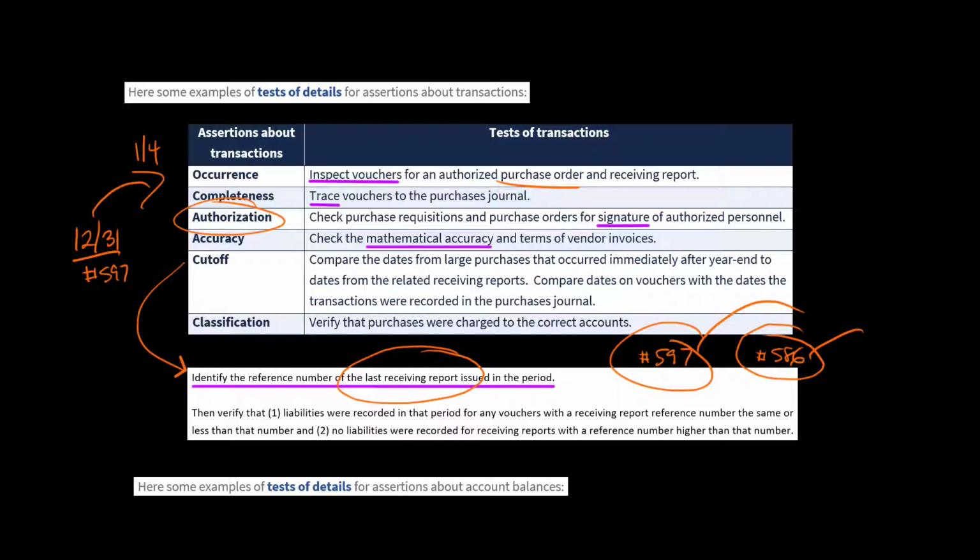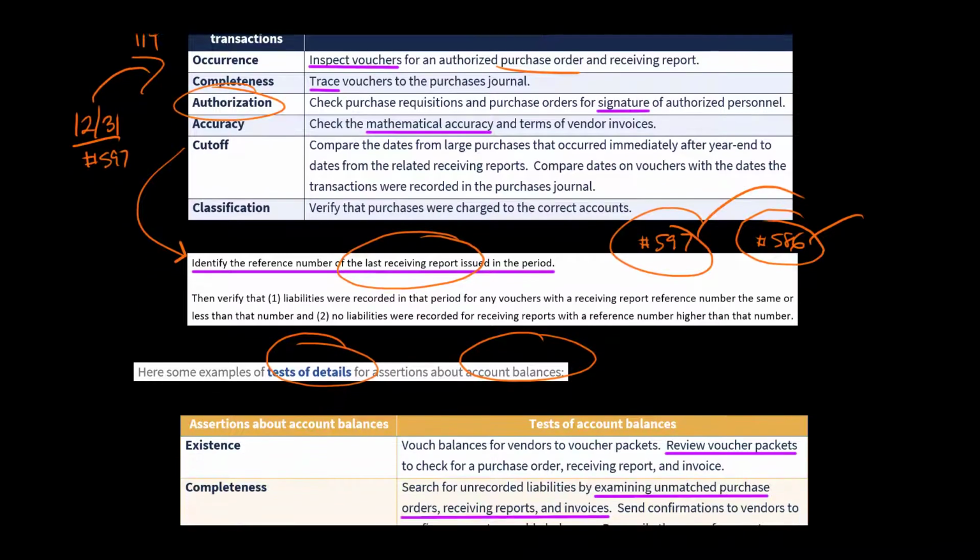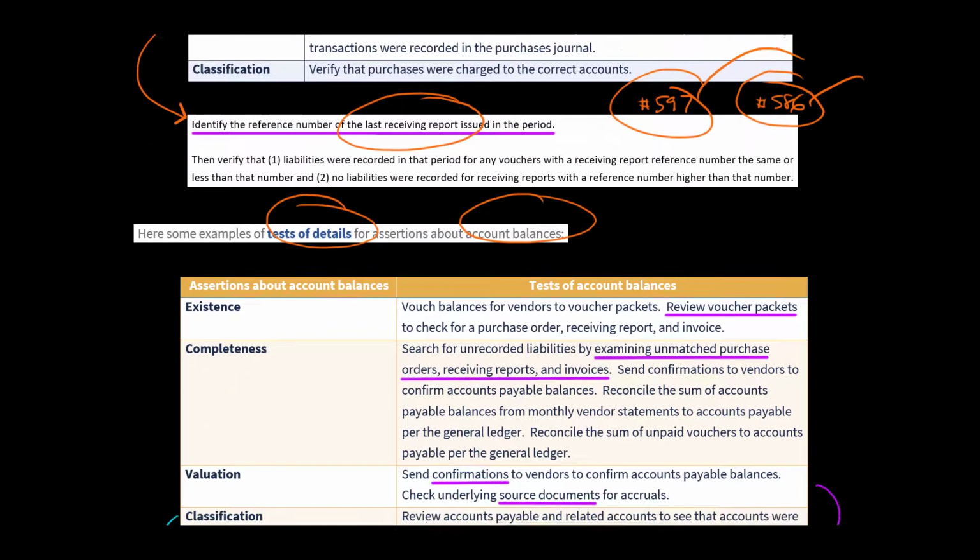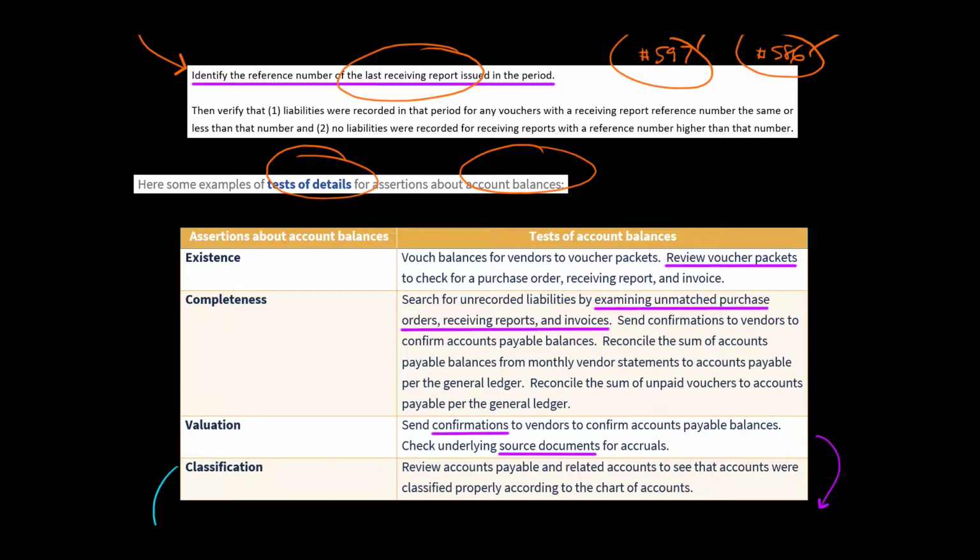Okay. Now we'll do tests of details about account balances. All right, so we did tests of details for transactions, and now we'll do the tests related to account balances. So again, I've got it set up where I've got the assertions here for management. For example, management is making assertions about existence, that these liabilities actually exist.